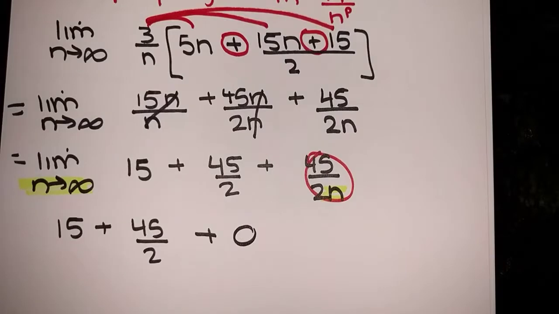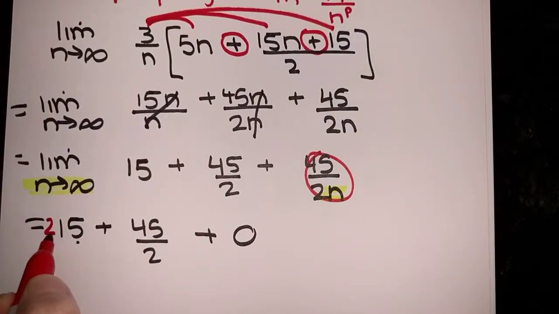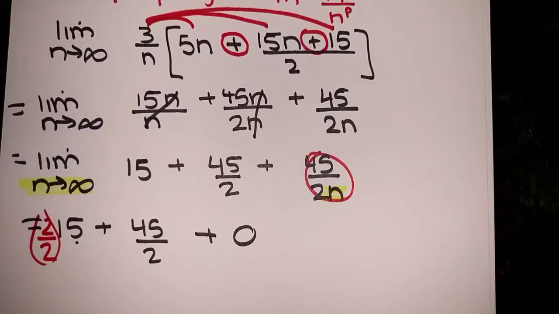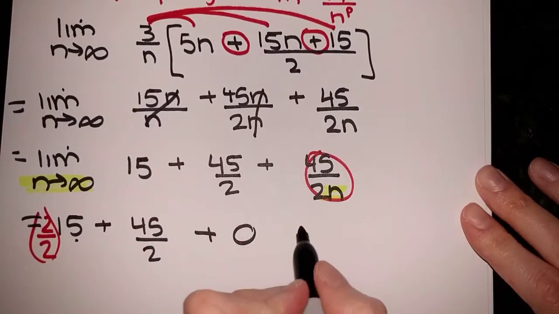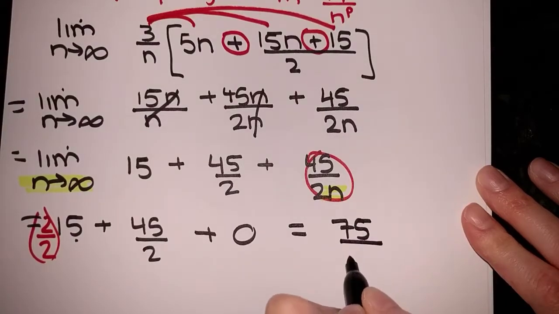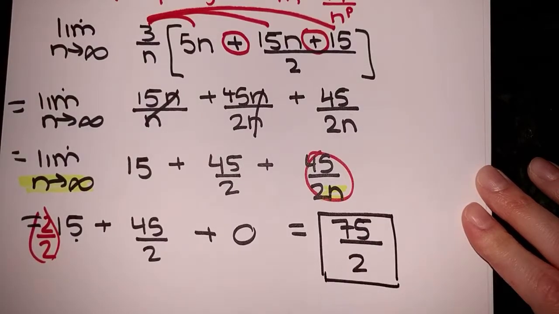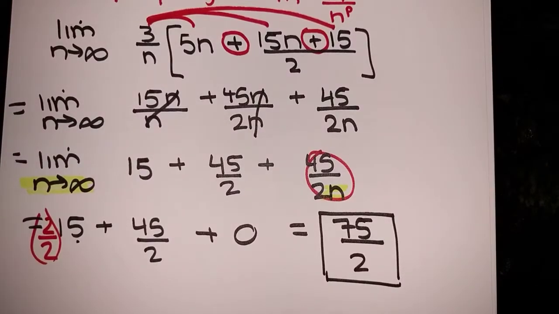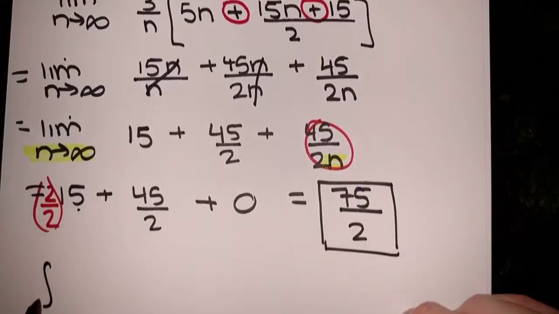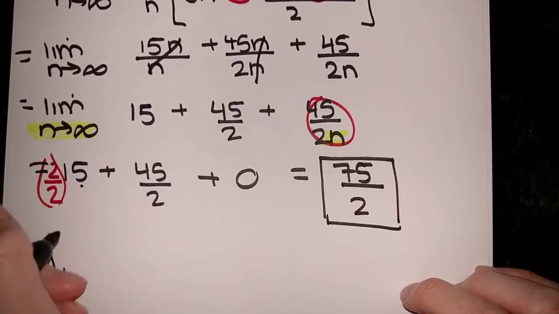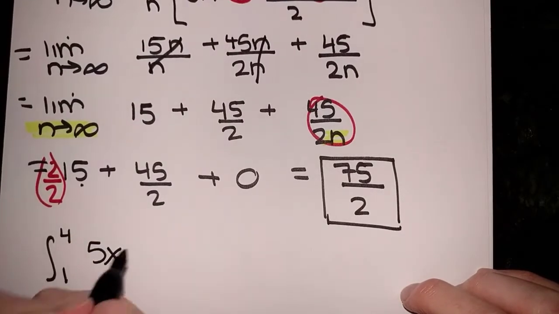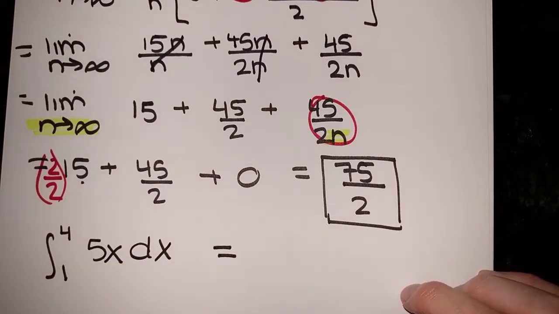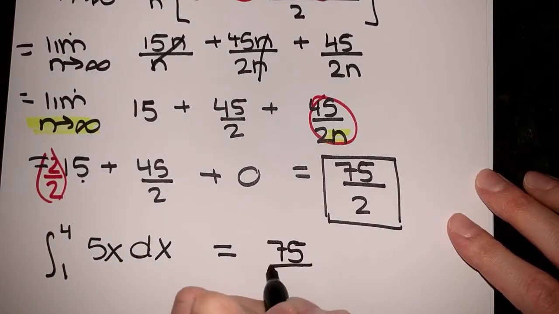All right, so that's going to go to 0, and then we just need to combine the 15 and the 45 over 2 by getting a common denominator of 2 over 2. So that gives us 30 plus 45, so we get 75 over 2. And that is our evaluation of the definite integral. So again, I want to be very clear. All of this work, if you follow the equal sign up to the very beginning of this problem, what we are saying is that the integral from 1 to 4 of 5x dx equals, through this limit process, 75 over 2.